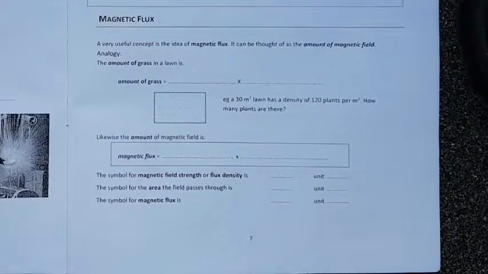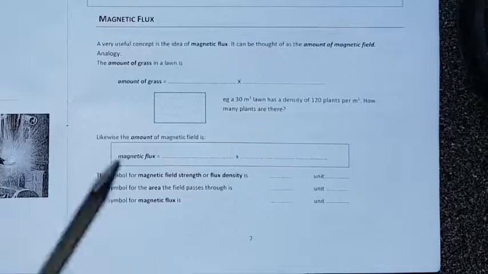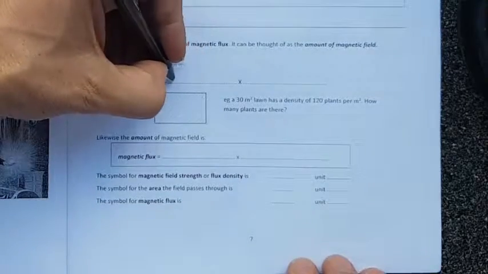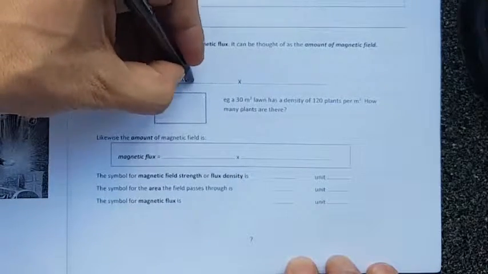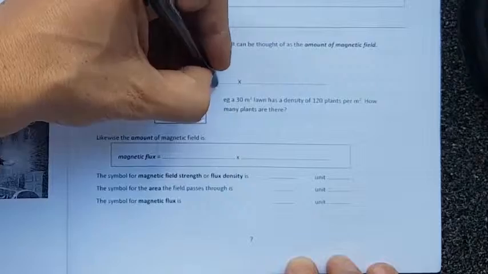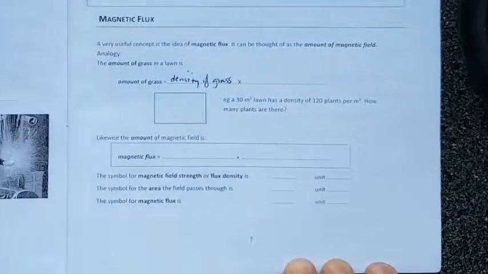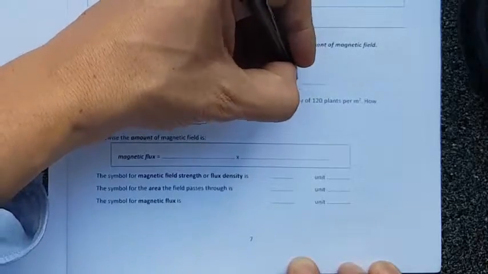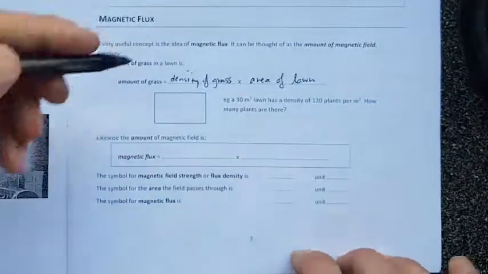Alright, the first concept that we need to clarify in this topic is the idea of magnetic flux. So we can introduce it by way of an analogy. We can think of, for example, the amount of grass in a lawn as being the product of the density of grass and the area of the field, or area of the lawn.